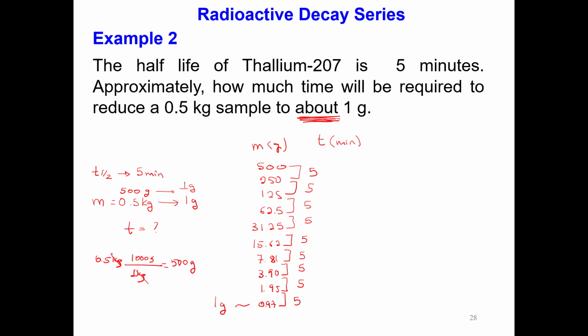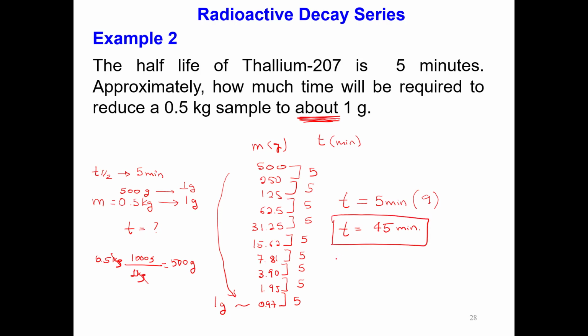Well, now we want to know how much time it will take to reduce 500 grams of thallium to about 1 gram. And we will do the same. To calculate the total time, we multiply 5 minutes, the half-life, by the number of times we need to do this: 1, 2, 3, 4, 5, 6, 7, 8, 9. Then by 9, and it will be 45 minutes. Yes, this is the answer.